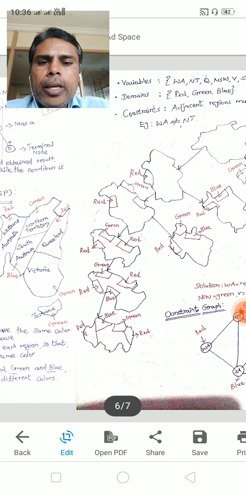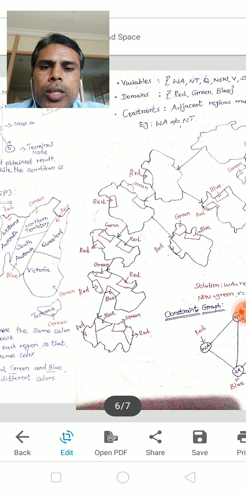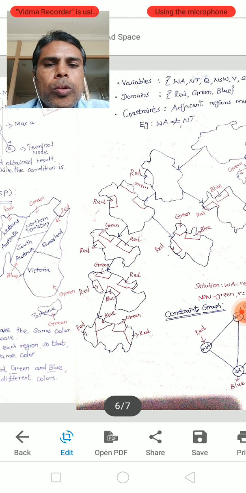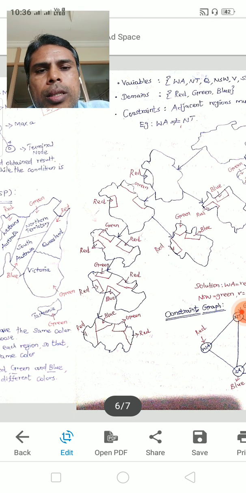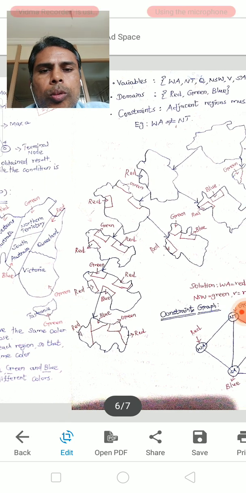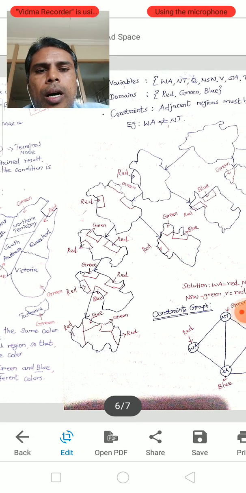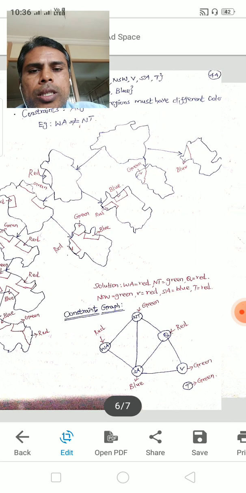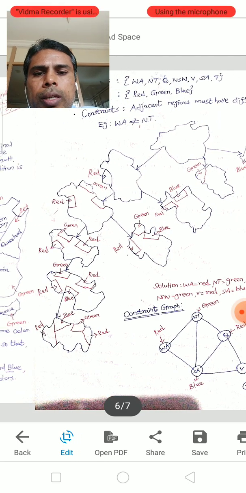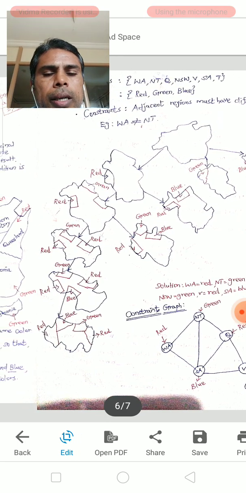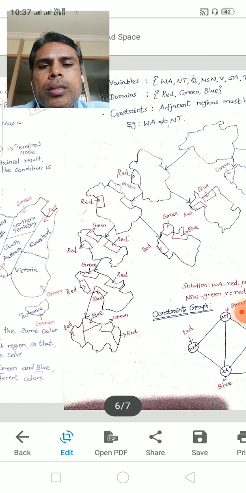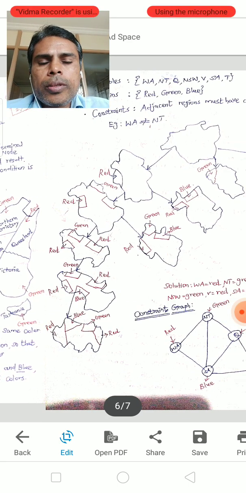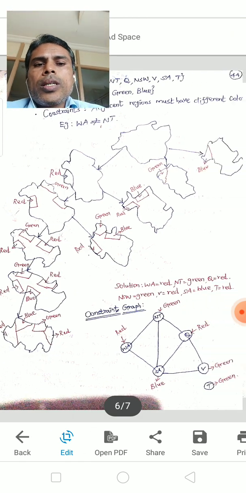And domain means whatever colors we choose. So red, green and blue. I choose the three colors red, green and blue. So these are the domains. Then constraints means adjacent regions must have different colors. For example, WA is not equal to NT. So constraint means a basic condition. Adjacent regions must have different colors.